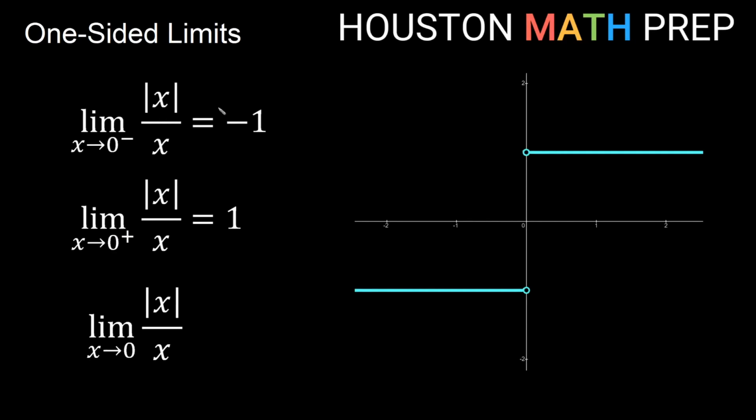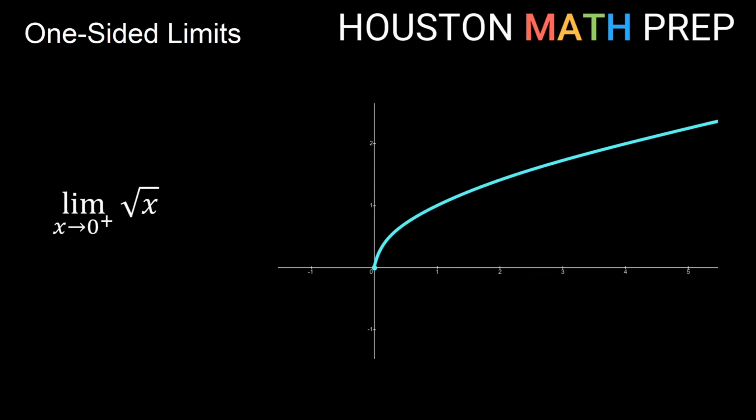And because the left-sided limit equals -1 and the right-sided limit equals +1, because these are different values for the limits from both sides, then we know the overall limit as x approaches 0 of absolute value of x over x does not exist.